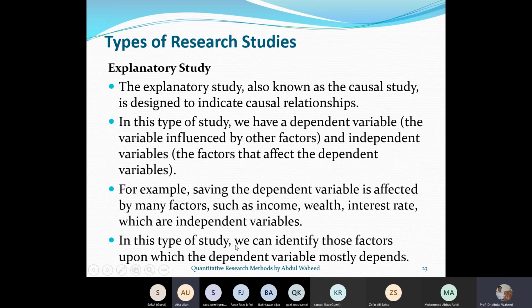So in this type of study you can identify those factors upon which the dependent variable mostly depends.